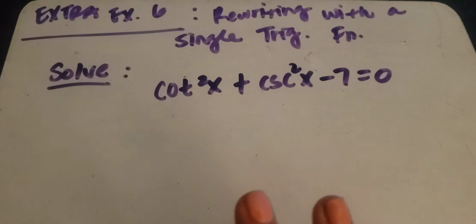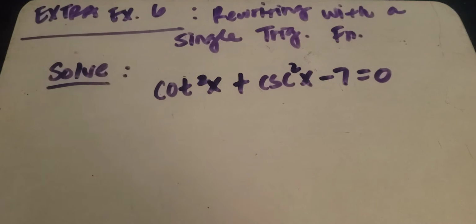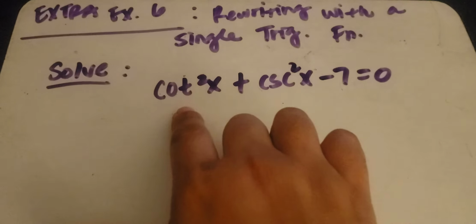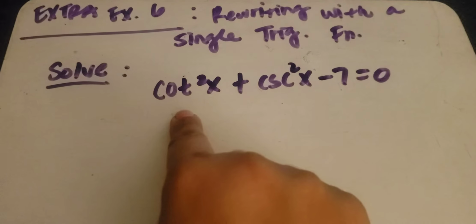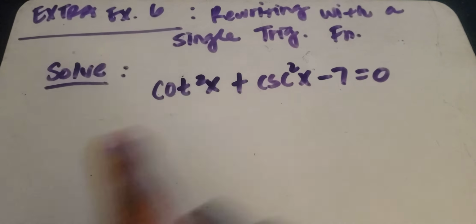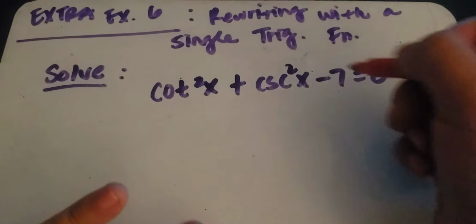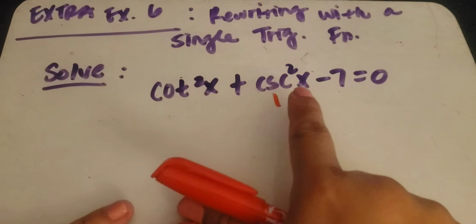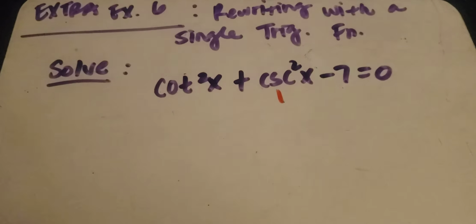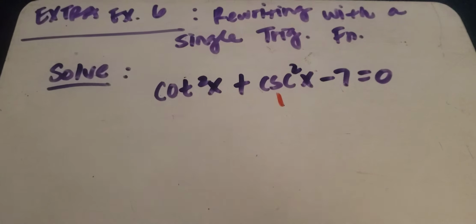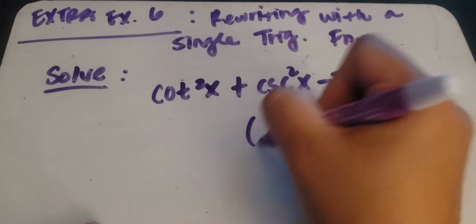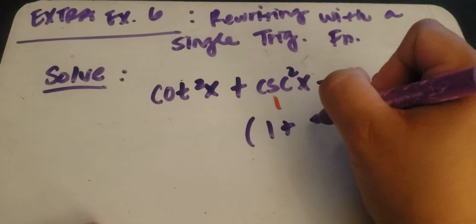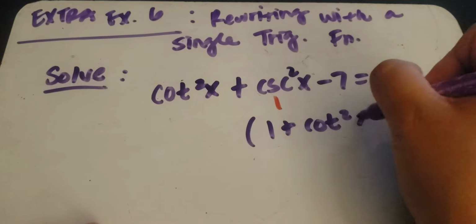Basically, what you want to do is narrow it down so that you're working with the same trig identity. Here we have cotangent and cosecant, so either you rewrite this as cosecant or this one as cotangent. I find it easy to rewrite cosecant squared of x as cotangent. Obviously that's one of your trig identities, so make sure you're using your index cards. Cosecant squared of x is the same as 1 plus cotangent squared of x.